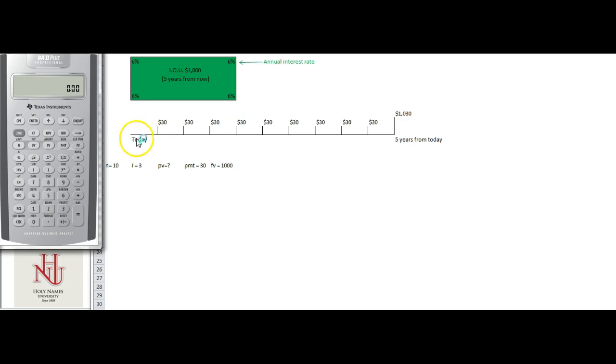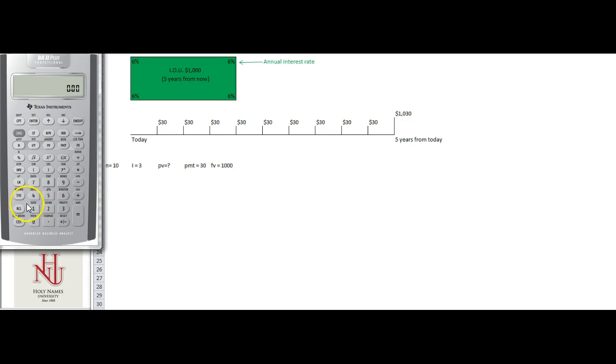Well, we don't get anything today. We have to hold the bond for 6 months and then we'll get $30. Why 30? 6% times 1,000 is 60, divided by 2 because bonds pay interest semi-annually, every 6 months. That gives us 30. 6 months go by, we get another 30. So for that first year, we got our $60. Then another 6 months, another $30, another 6 months, another $30, etc. And then at the end, we'll get $1,030 5 years from now.